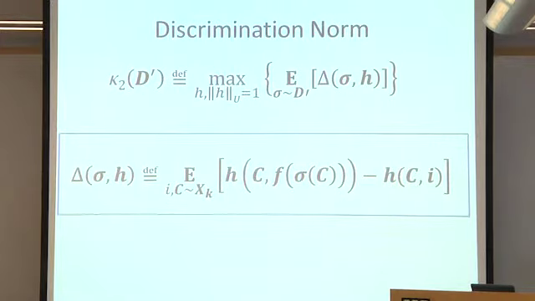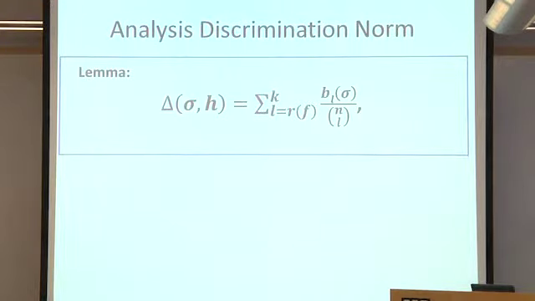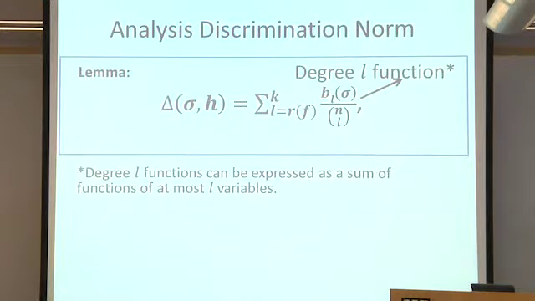So to analyze the discrimination norm, the main goal is to bound the value of this delta function. To bound it, we use Fourier analysis to break up this delta function into the sum of small norm degree L functions. In particular, B of L here is a degree L function, and degree L functions are functions that can be expressed as a sum of functions where each function depends on at most L variables.